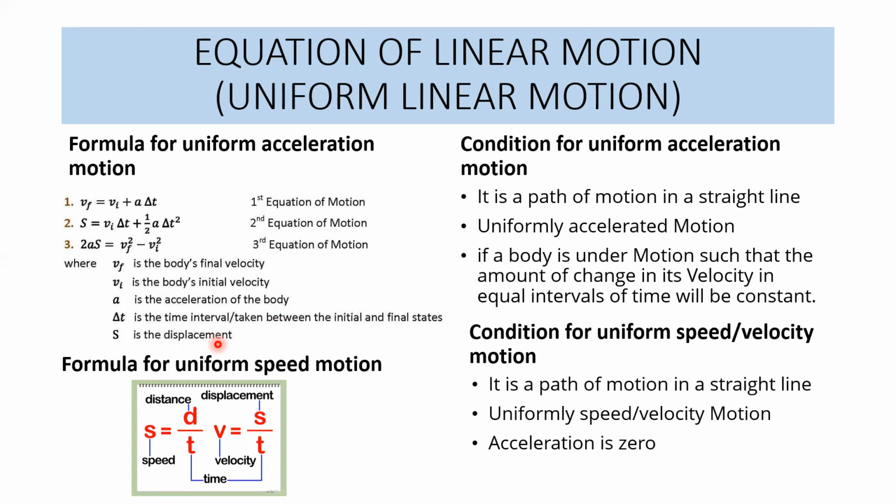And the second type of motion is the uniform speed motion. What is the condition for uniform speed motion? The path must be a straight line, and the object is moving with constant velocity or speed, and the acceleration is equal to 0. There are only short formulas here. The first one is S equals d divided by time, or v equals S divided by time. S is the displacement, d is distance, and v is the speed of the object.